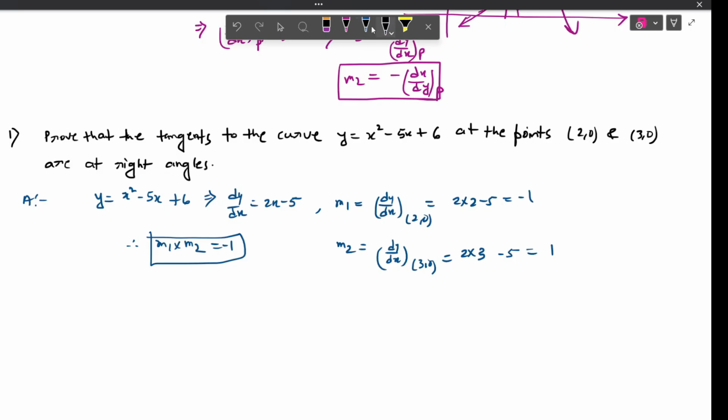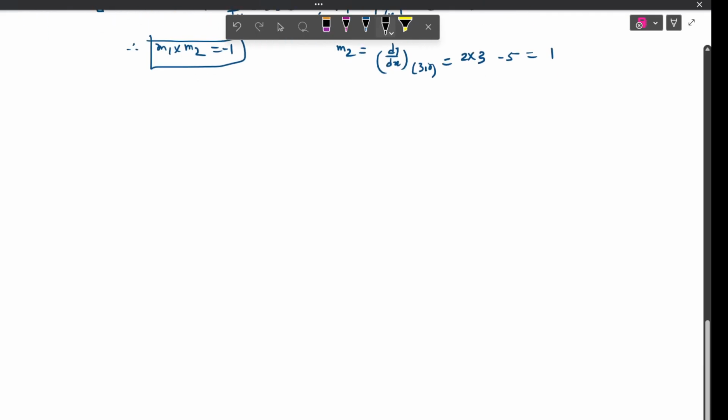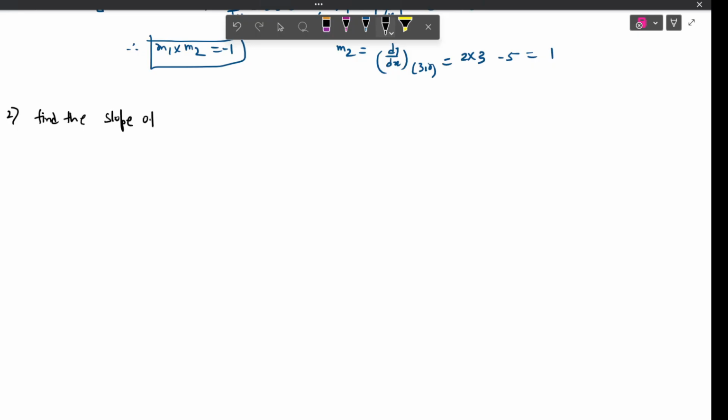Now let us see the next question. Question number 2 is: find the slope of the normal to the curve x equals a cos cube theta, y equals a sin cube theta at theta equals pi by 4. Okay, so let us see the solution.